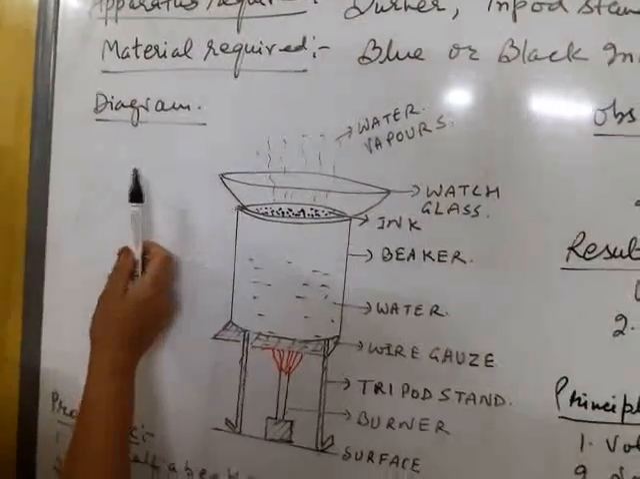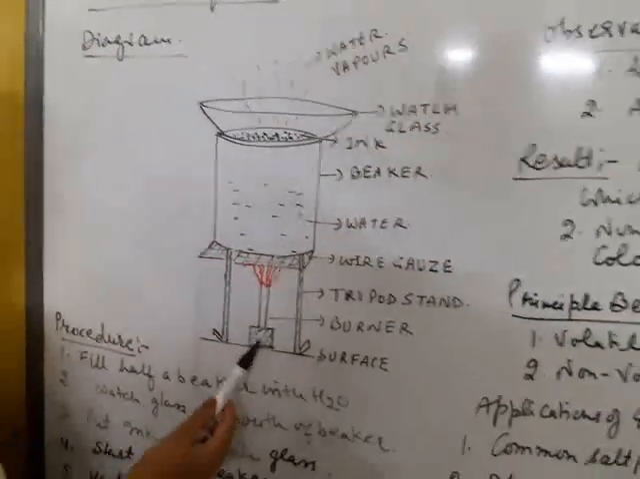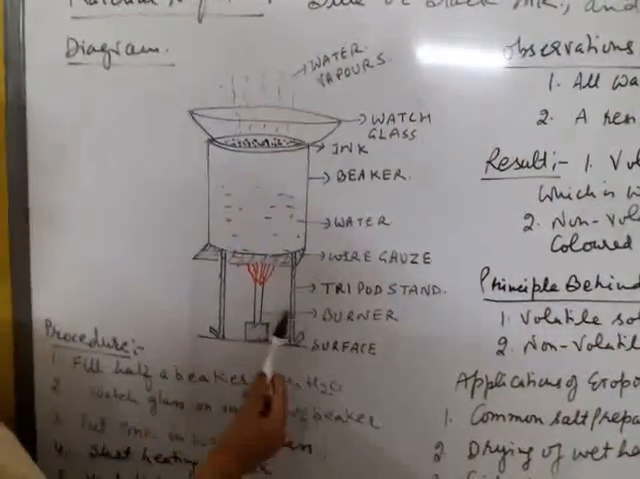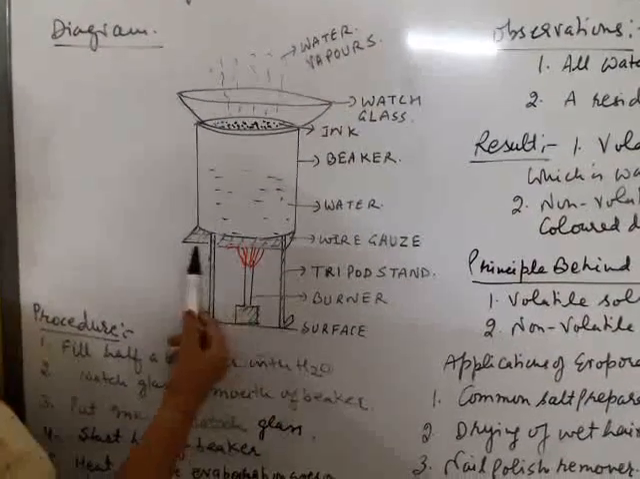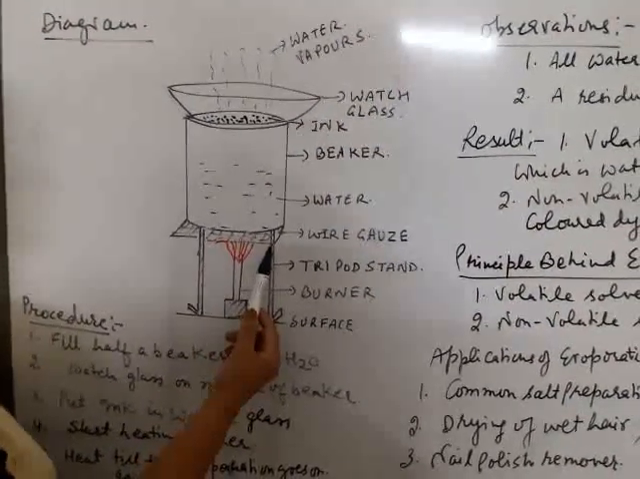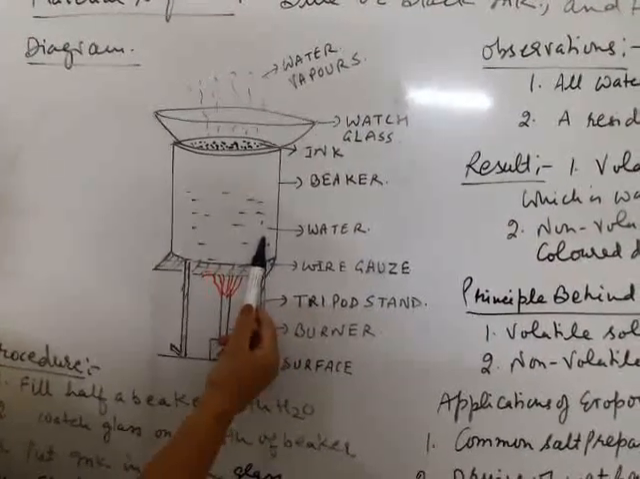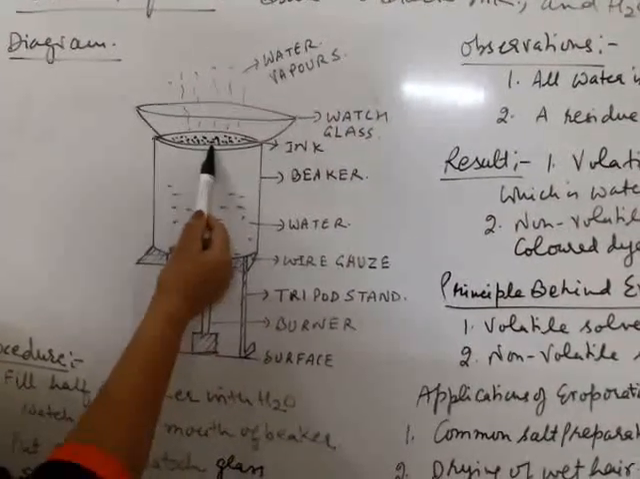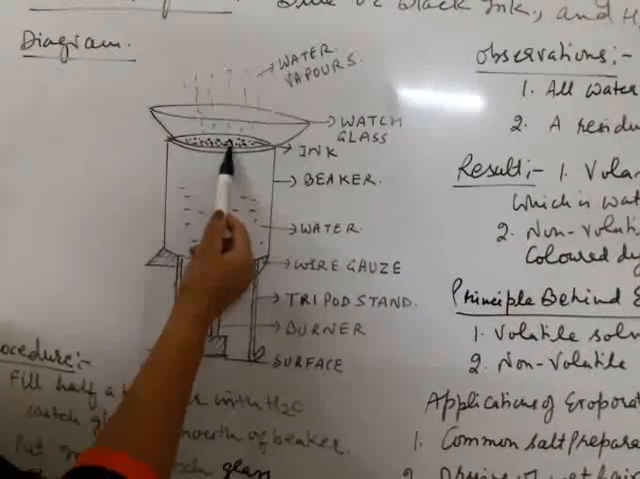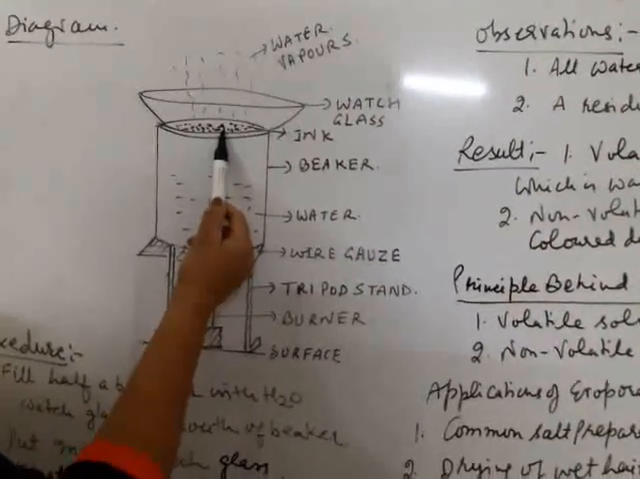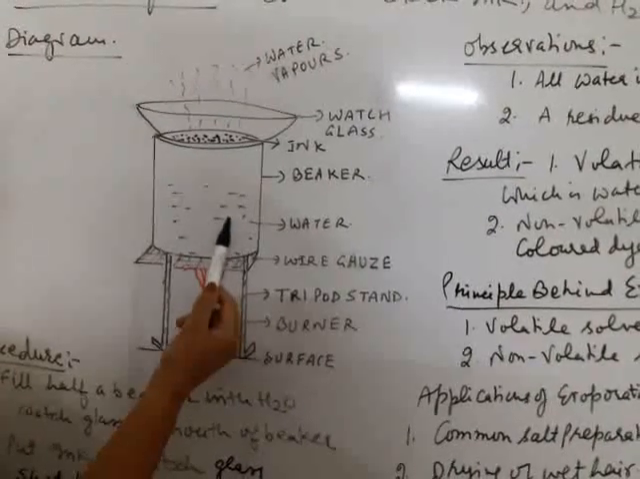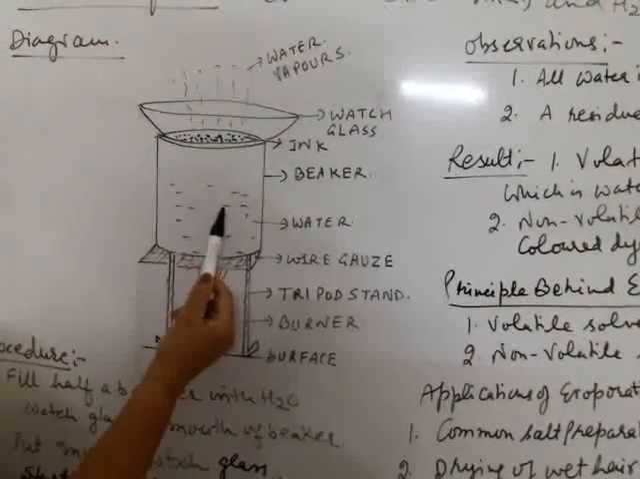Now here is the diagram I have made. This is the burner, tripod stand, wire gauze is put on the burner, the beaker is half filled with water, and a watch glass with some black ink is there on the top of the beaker containing water.